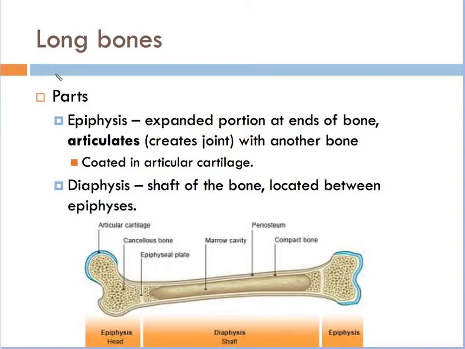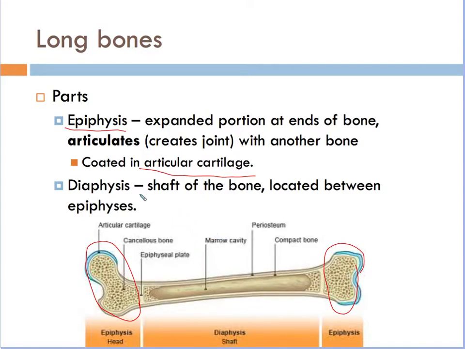With long bones, we have different parts, which we're going to talk about. One is called the epiphysis. These are the ends of your long bones. So this is an epiphysis, and this is an epiphysis. This is where your joints are found. So for example, this is your hip joint, this would be your knee joint. So joints are located at your epiphyses. They are coated in articular cartilage, which provides cushion for that joint.